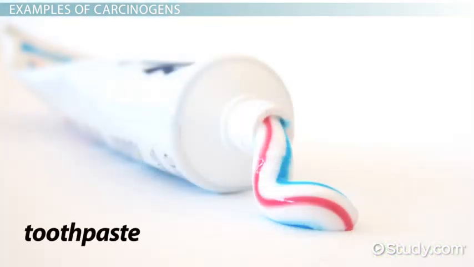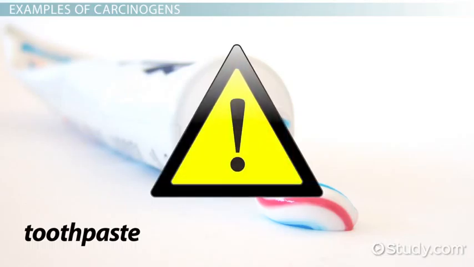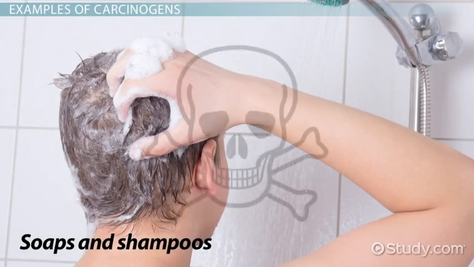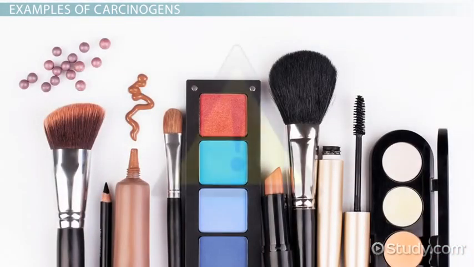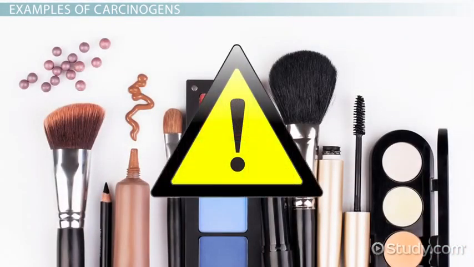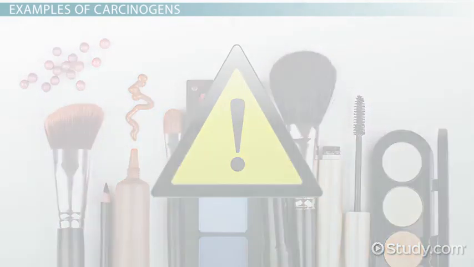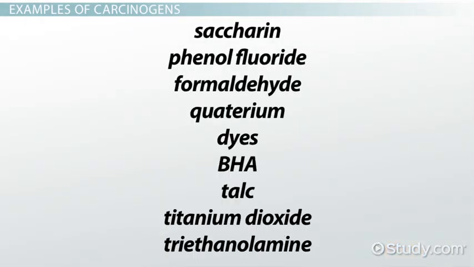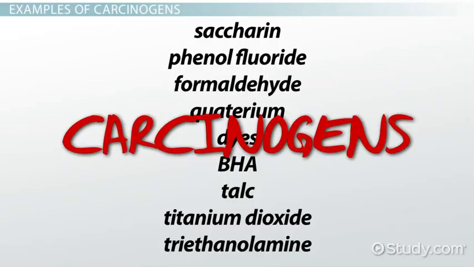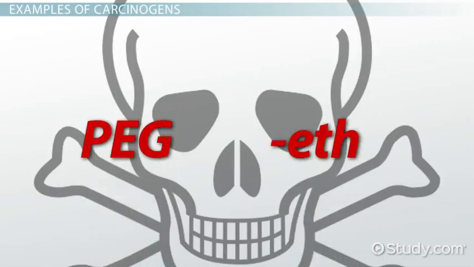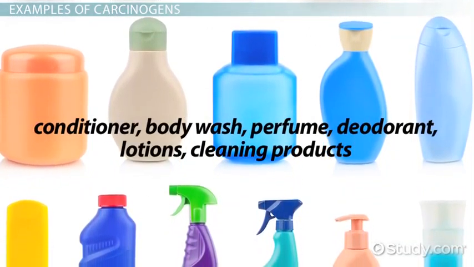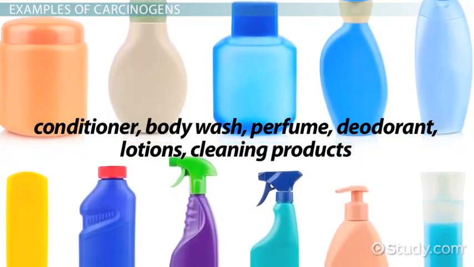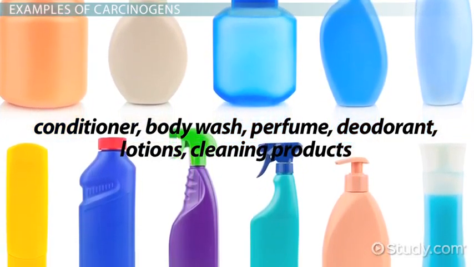Many types of toothpaste contain saccharin and phenol fluoride. Soaps and shampoos contain formaldehyde, quaterium, and dyes. Some makeup contains BHA, talc, titanium dioxide, and triethanolamine. All of these big, hard-to-pronounce words are carcinogens. Products with PEG or ending in ETH in their name are carcinogens. They are in items such as conditioner, body wash, perfume, deodorant, lotions, cleaning products, and again, toothpaste and shampoo.